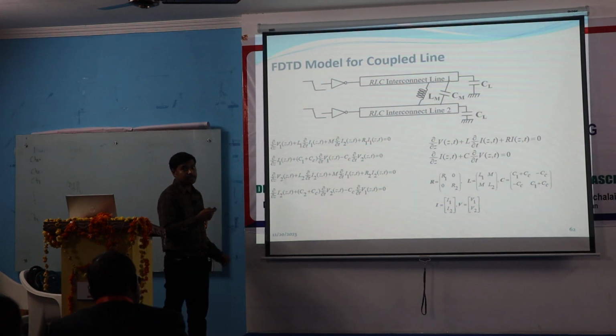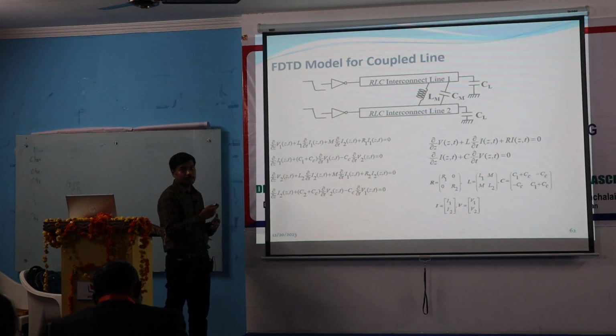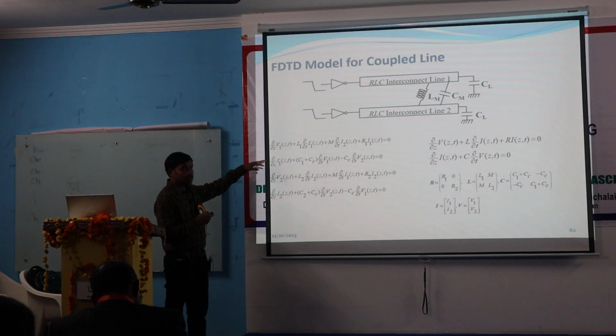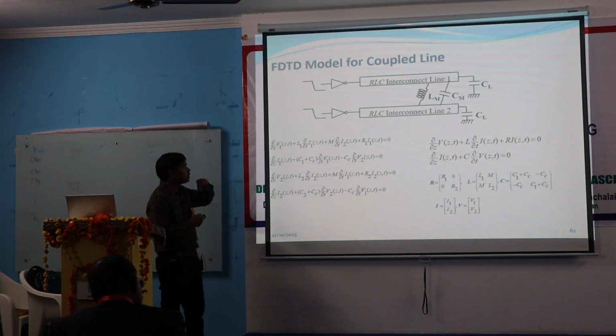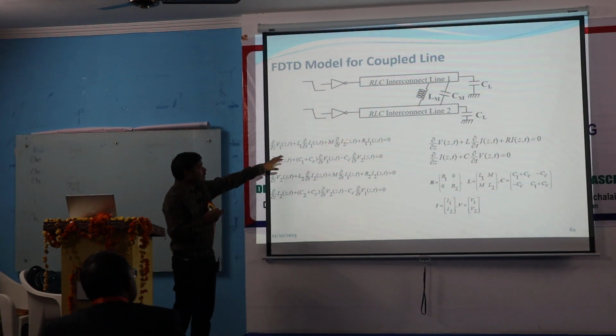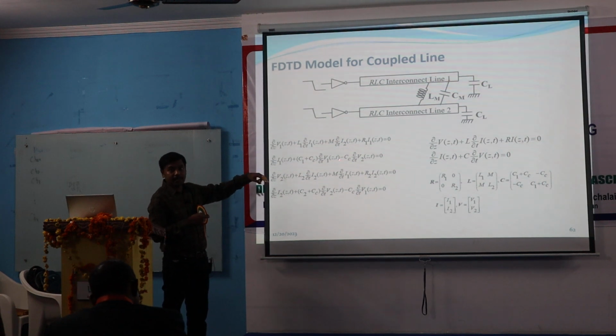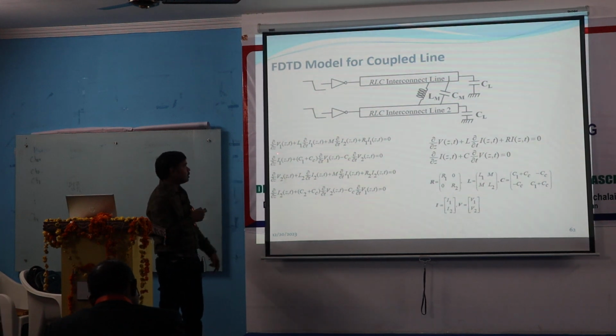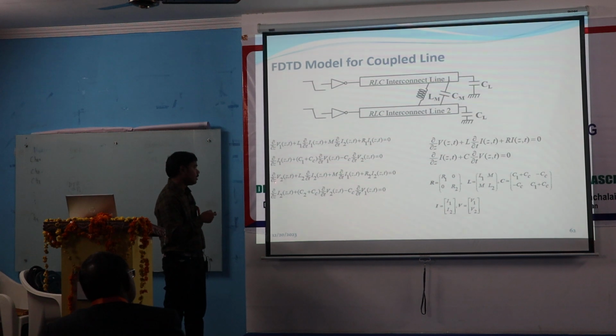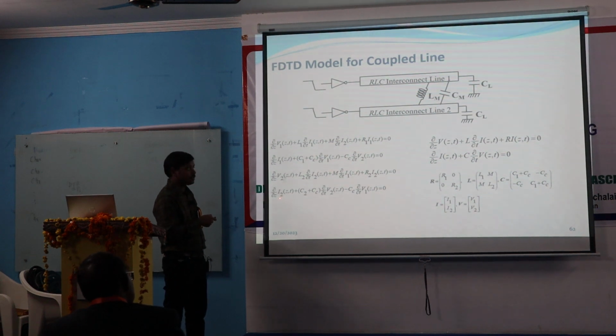It is a very famous equation for microwave people. Those who are working in microwave, they know it very well, right? Telegrapher's equations. So you write the telegrapher's equations for a transmission line, two transmission lines. This is voltage and current for one line. Voltage and current for the second line. Done.